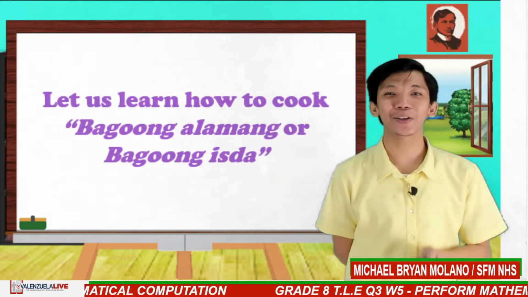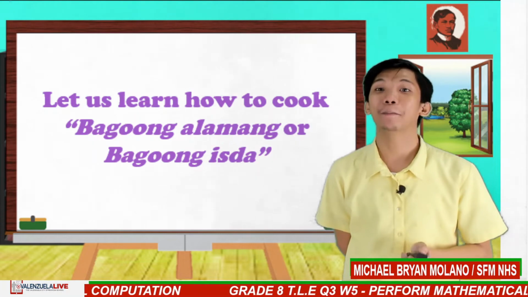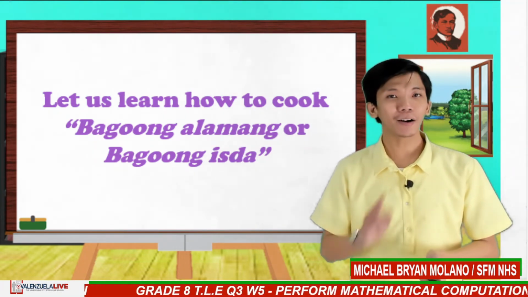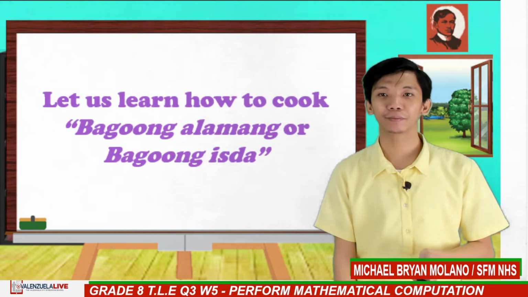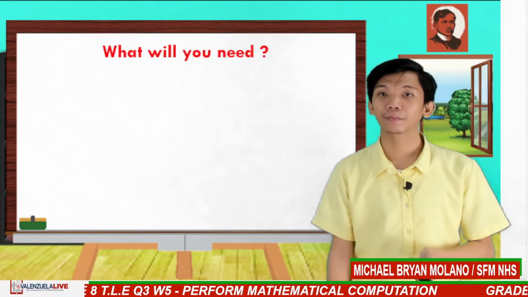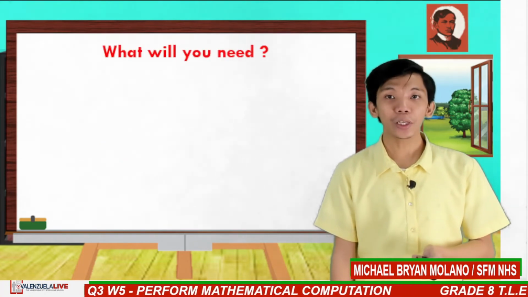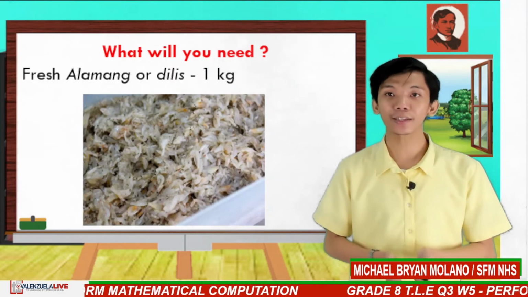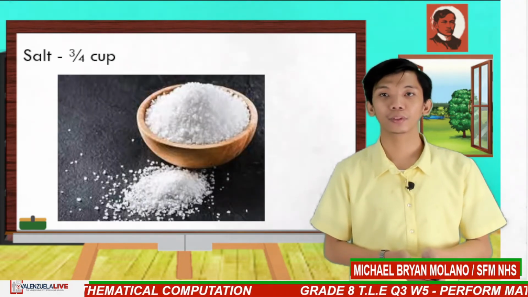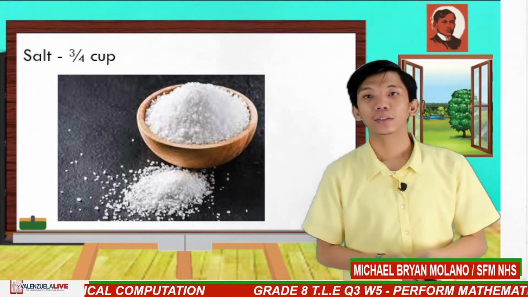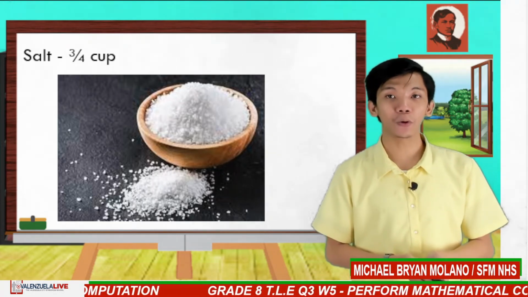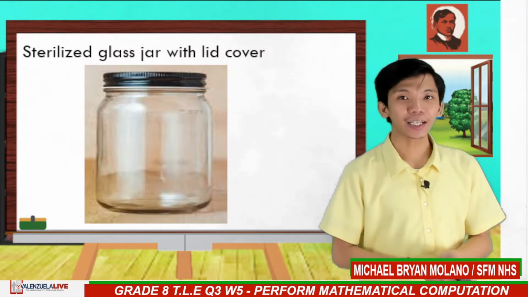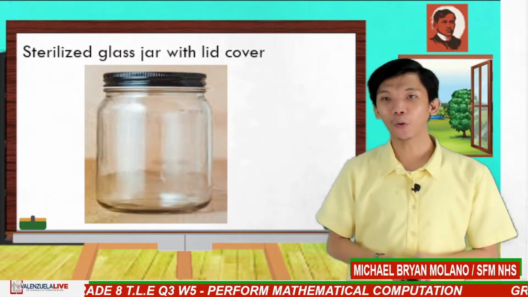Let us discuss all about bagoong alamang or bagoong isda. First, we must identify what are the ingredients in making it. First, we need to have 1 kilogram fresh alamang or dilis, 3/4 cup of salt, and sterilized jar with lid cover.